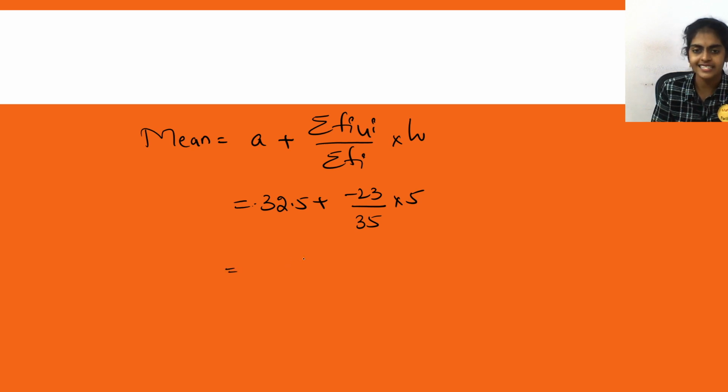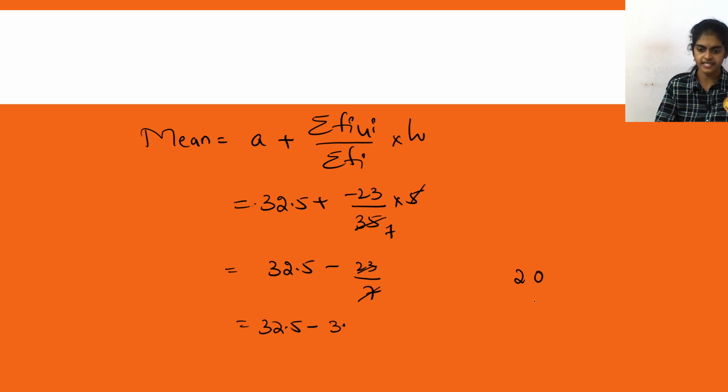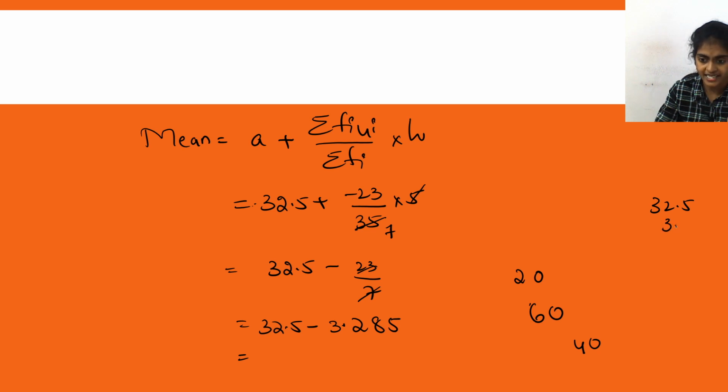That is equal to, now simple calculation, 5 ones are 5, 5 sevens are 35. So 32.5 minus 23 divided by 7. So 7 threes are 21, so I'll have a 2 as remainder. I can take a decimal point and 0. 7 twos are 14. So 14 minus 20, I'll have 6 as a remainder. I can take a 0. So 7 eights are 56. I will have 4 again. I can take a 0. 7 fives are 35. I'm just ending at 3 decimal places. That is sufficient. So 32.5 minus 3.285.